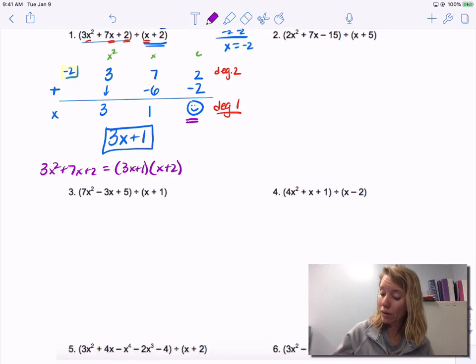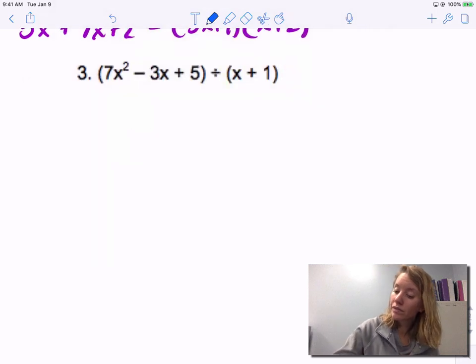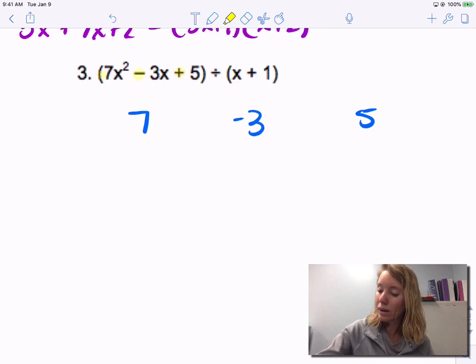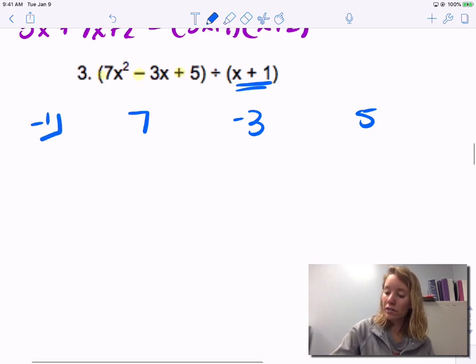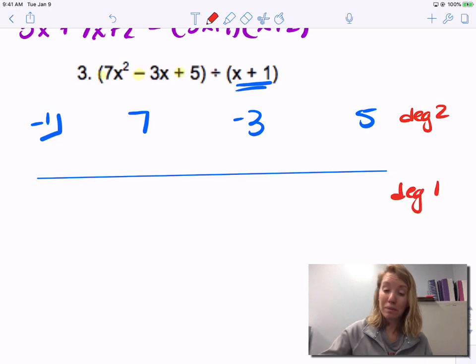All right, let's do a few more. Number 3. So I have 7, negative 3, and 5. Notice I'm keeping all of my signs, so I've got a positive, negative, positive. What makes this 0 will be negative 1. It's always going to be the opposite. I'm going to write over here that this is a degree 2, which means that my answer is going to be knocked down by 1 power, so it's going to be a degree 1.